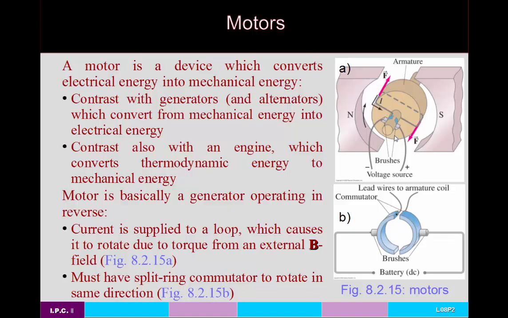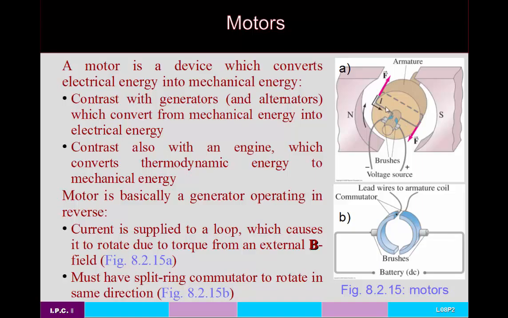And there's basically, again, a pair of brushes and split ring commutators, so that as this thing turns over, you basically flip the direction of the current so that the current is always going in the same direction with respect to the magnetic field. And so that means that the torque is always in the same direction. In this case, looking at it, we have a clockwise torque.